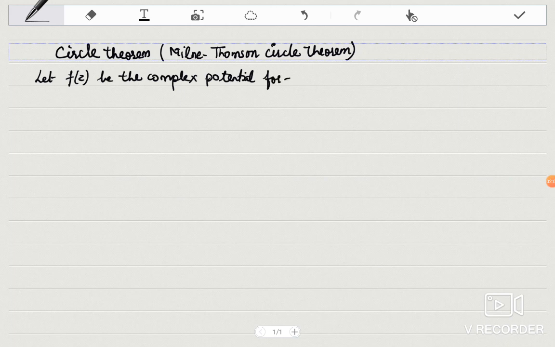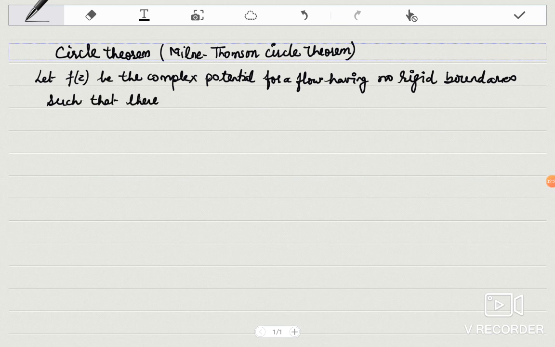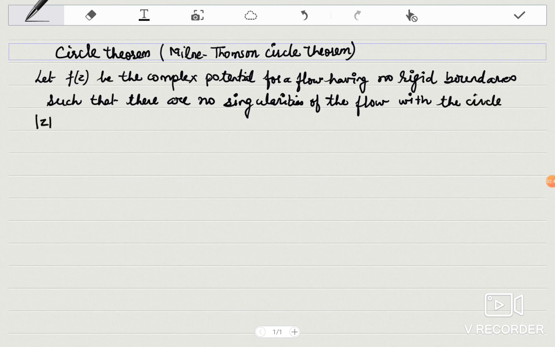So the statement is, let F(z) be the complex potential for a flow having no rigid boundaries, such that there are no singularities of the flow within the circle, which is actually the cross section of a circular cylinder, within the circle mod z is equal to a.